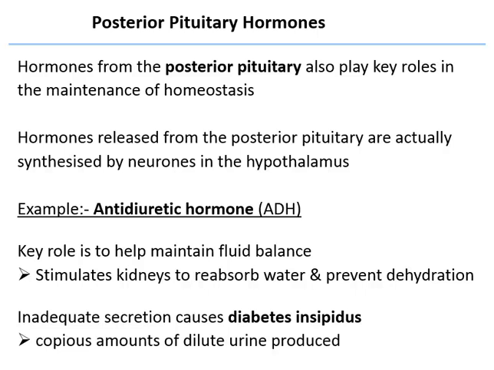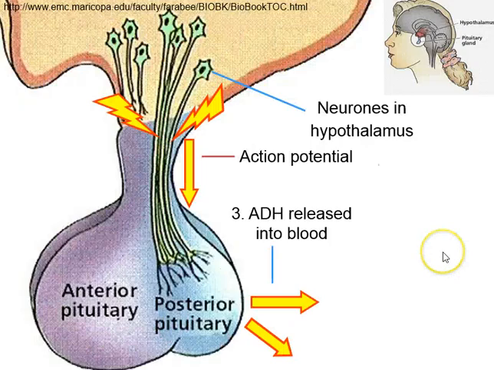One example of a posterior pituitary hormone is antidiuretic hormone. Its key role is to help maintain fluid balance. It acts upon the nephrons and it stimulates the reabsorption of water to help prevent dehydration. So this hormone is made in the hypothalamus, it's then moved into the posterior pituitary and then released into the bloodstream. If you don't produce enough of this, you get a condition called diabetes insipidus, where you get copious amounts of dilute urine produced. This is because you're losing the ability to direct the nephrons in the kidney to reabsorb more water.